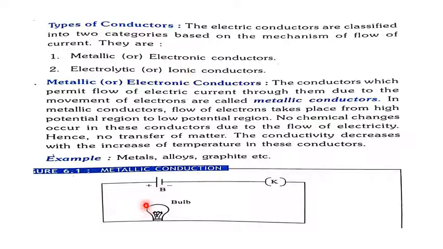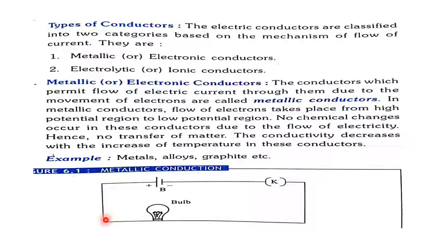This is the electric circuit. In this electric circuit, one battery is there. This battery is connected to the bulb through the wire, and also a key is there. Plus is the high potential region, minus is the low potential region. When the key is on, current is passed like flow of electrons through the wire, then the bulb is on. That means in this electric circuit, the wire is the metallic or electronic conductor.